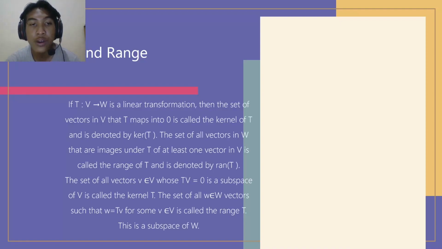The set of all vectors v in the subspace V whose transformation T(v) is equal to 0 is a subspace of V, and it's called the kernel of T. As I said earlier, the vectors in V that T maps to 0 are called the kernel, and the set of all vectors w in the subspace W such that w equals T(v) for some v in the subspace V is called the range.